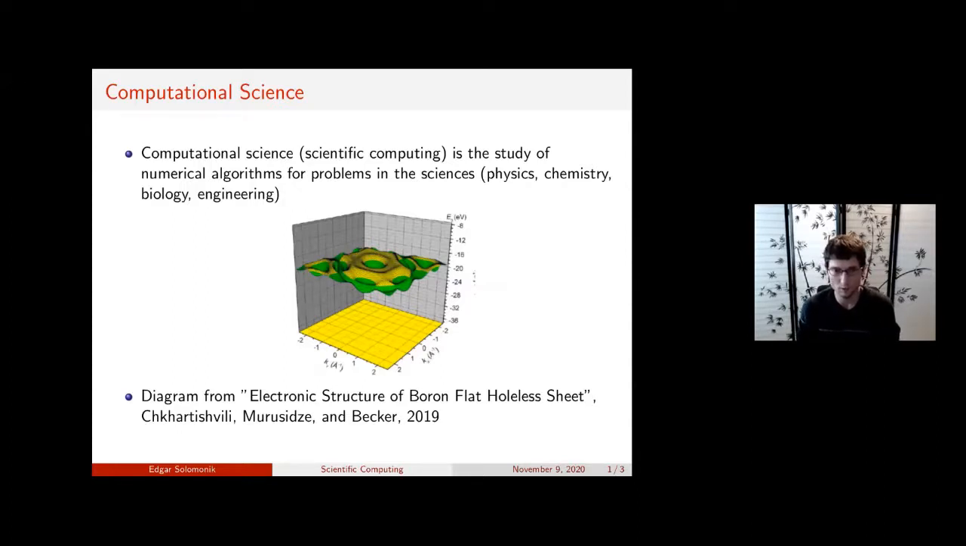So today I wanted to tell you a little bit about computational science and why one would want to go into such a field and what types of problems arise there. Computational science, within UIEC, we have scientific computing groups, so often this term also pops up, but both of these are the same thing. It's essentially the study of numerical algorithms for problems that arise in the sciences. By sciences, I mean physics, chemistry, biology, engineering. So things that concern modeling the physical world and trying to extract information from those models or to predict new types of behavior.